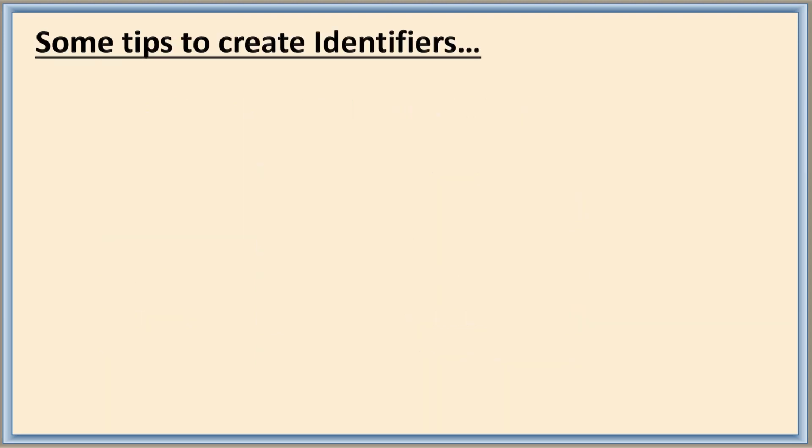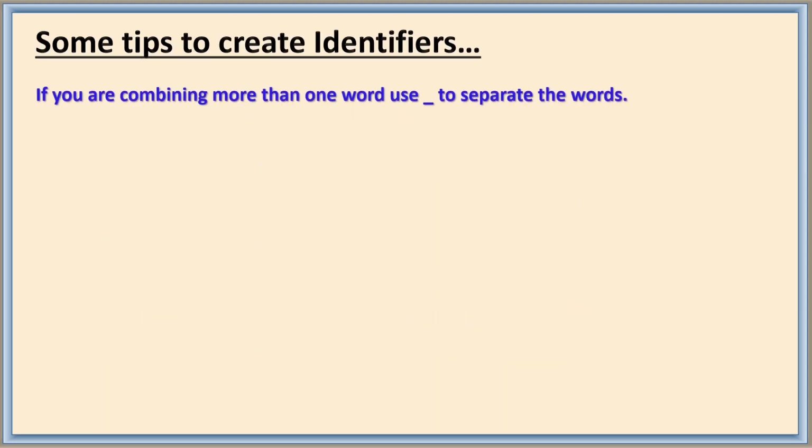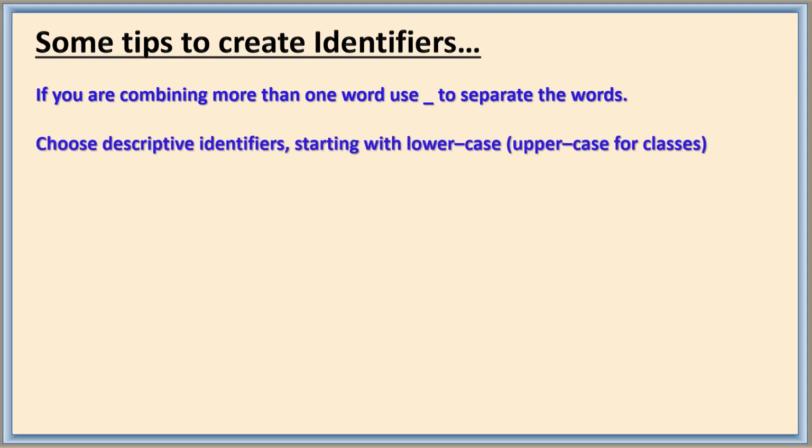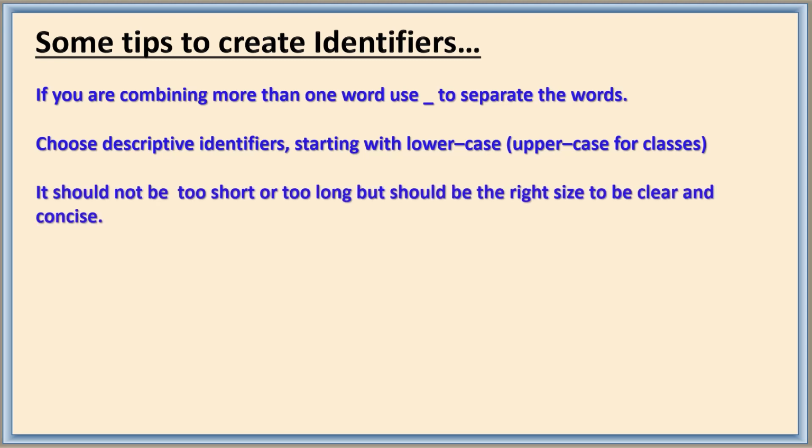I will give you some tips to create identifiers. If you are combining more than one word, use underscore to separate the words. Always choose descriptive identifiers starting with lowercase. In case you are using an identifier for creating a class, then you can use uppercase. It should not be too short or too long, but should be the right size to be clear and concise.